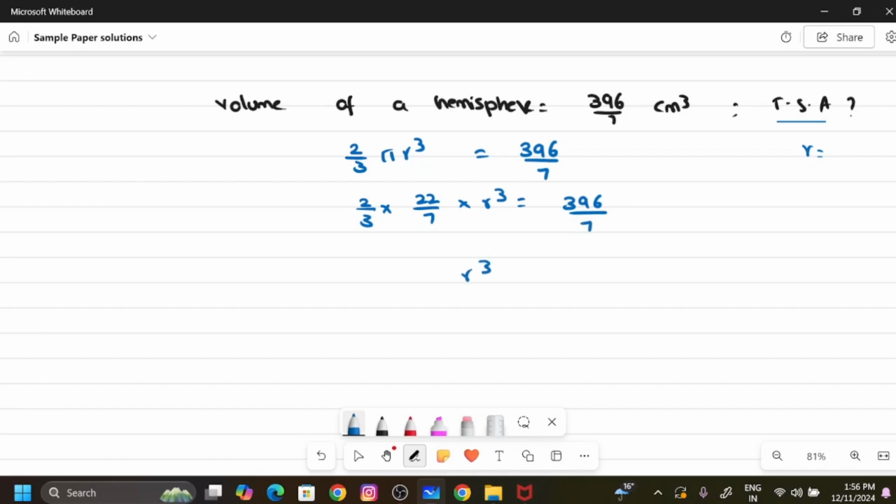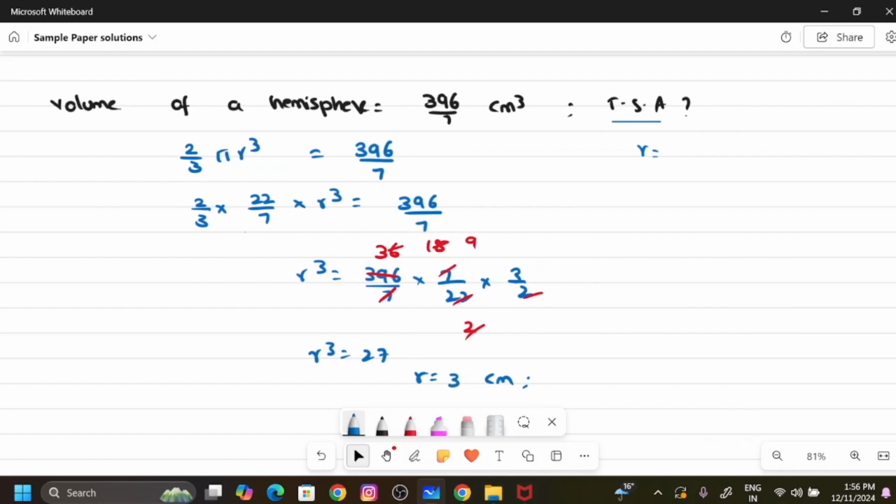So r cube is equal to 396 by 7 into 7 by 22 into 3 by 2. Otherwise you can directly cancel here also. 7 gets cancelled. Here we can cancel 11 times 2, 11 times 3, then 6. 2 goes 18 times and 2 goes 9 times. 9 times 3, 27. R cube is equal to 27. So r is equal to cube root of 27, which is 3 centimeters. R is equal to 3 centimeters.